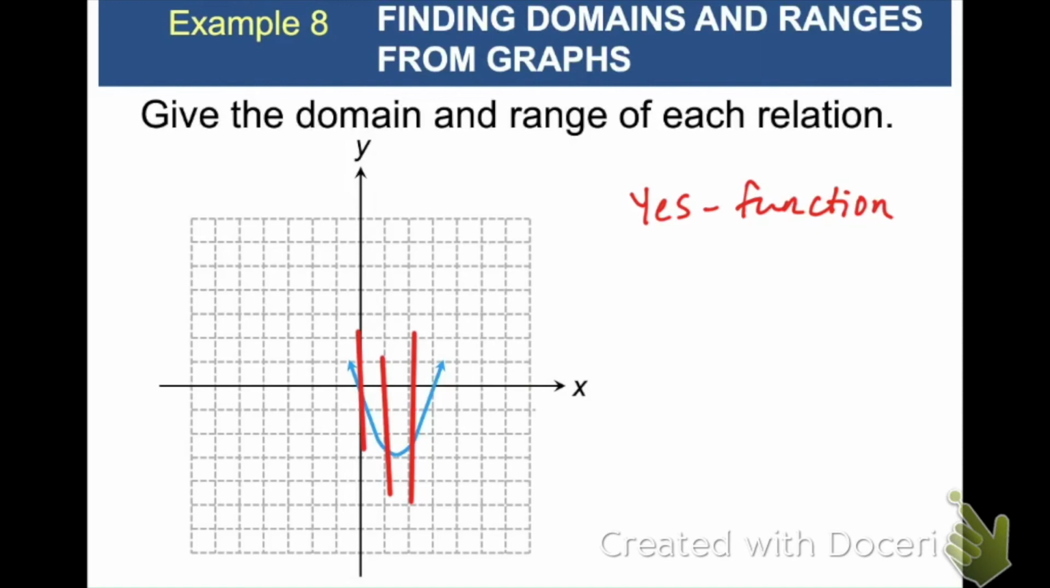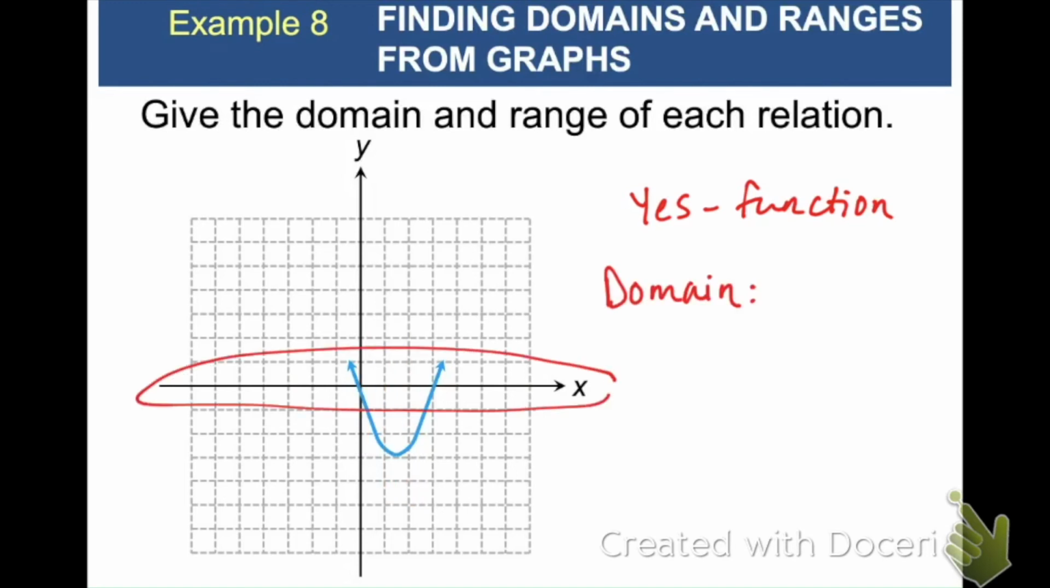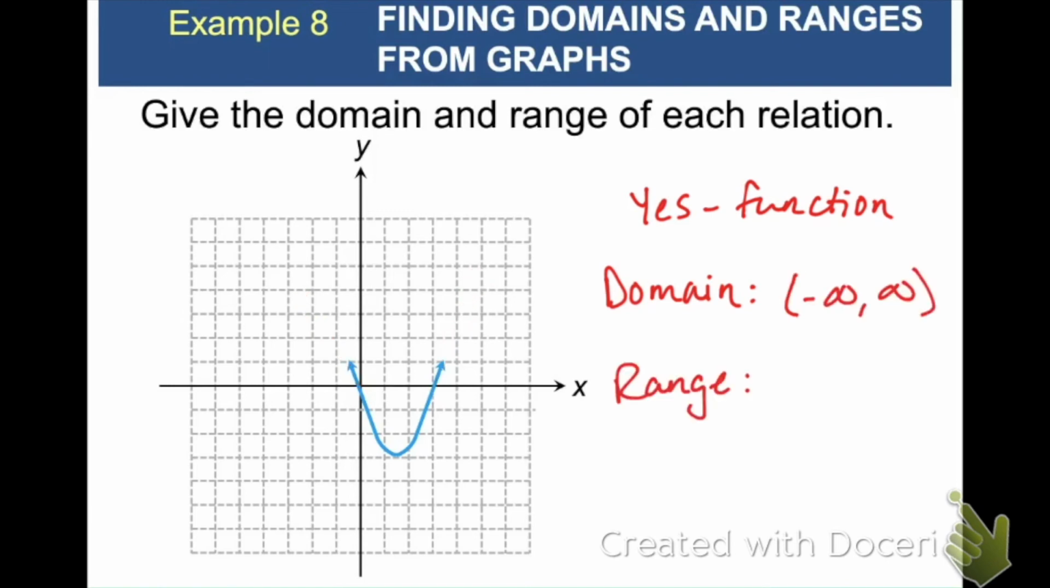Now let's think about domain and range. Domain are your x values, so you're thinking about the x-axis, left to right. These arrows here are saying it goes forever to the left and forever to the right. So it's -infinity to +infinity.